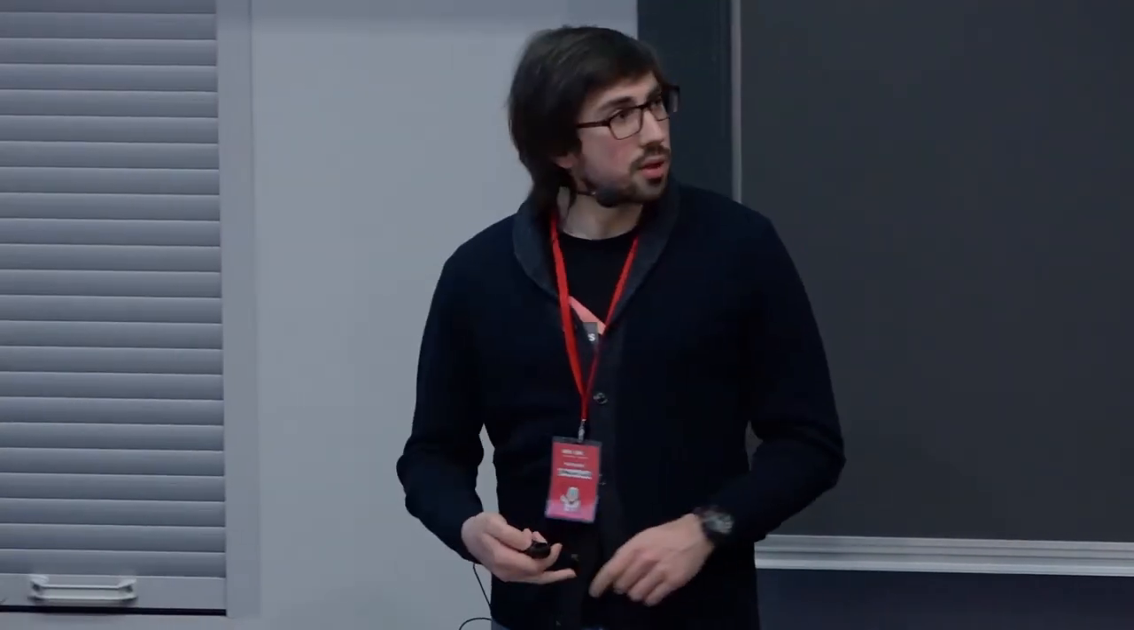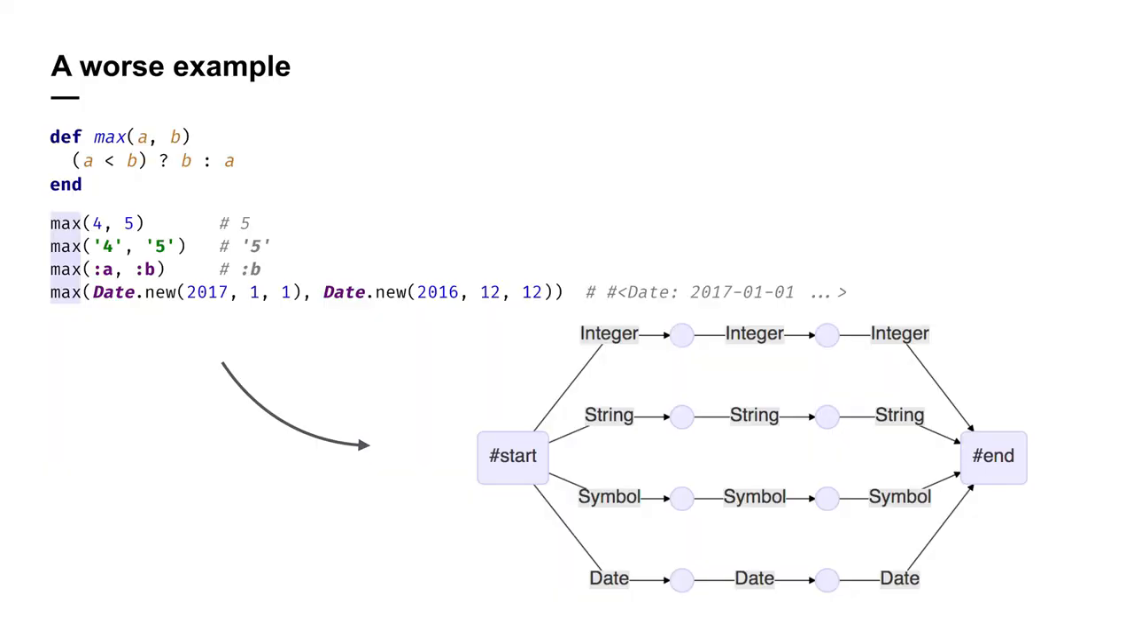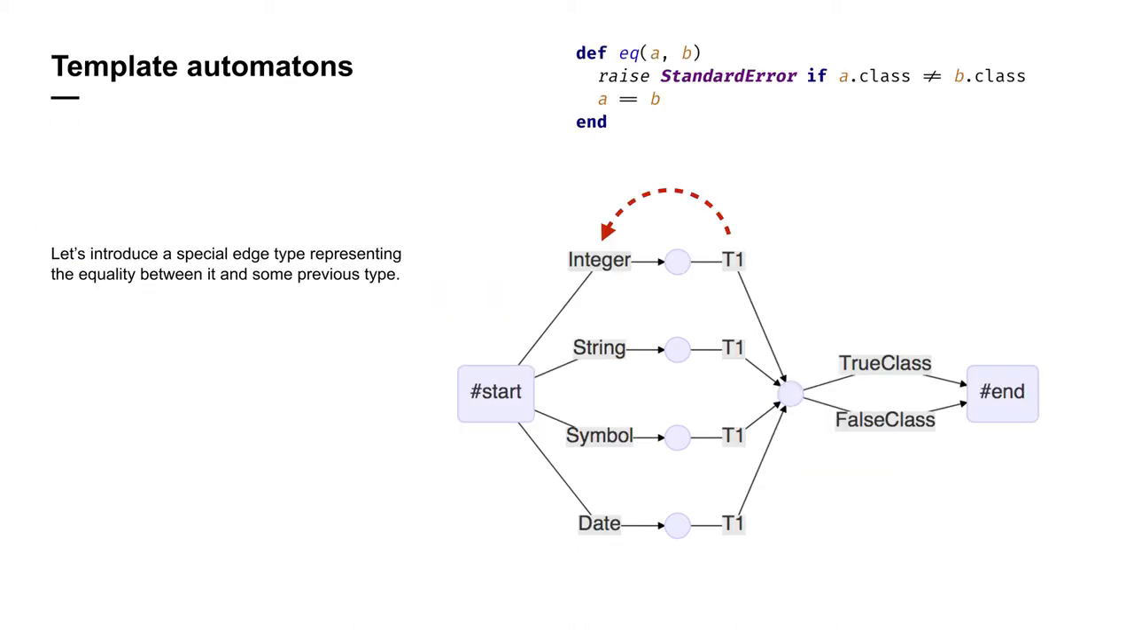So that was a good result, but there are some cases when it doesn't work. Let's consider the max function. It receives two parameters of the same type and returns a third value of the same type. If we build a similar automaton for that function, it will look like that. And that's not very good. We can't write it in a short manner.